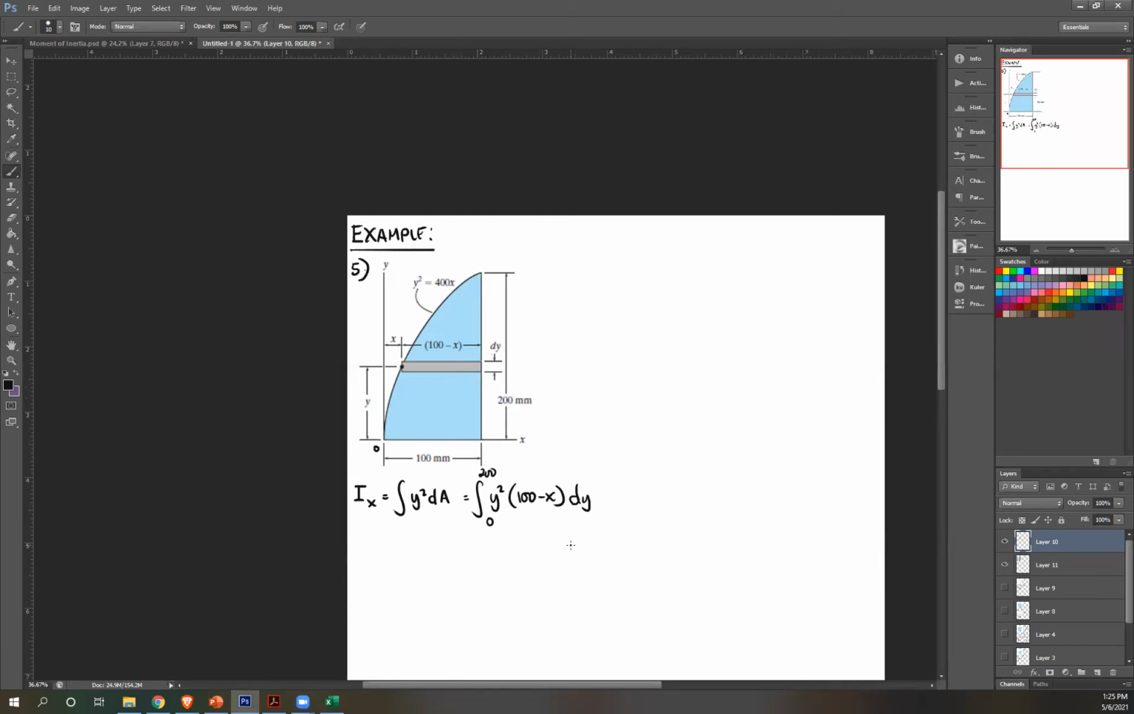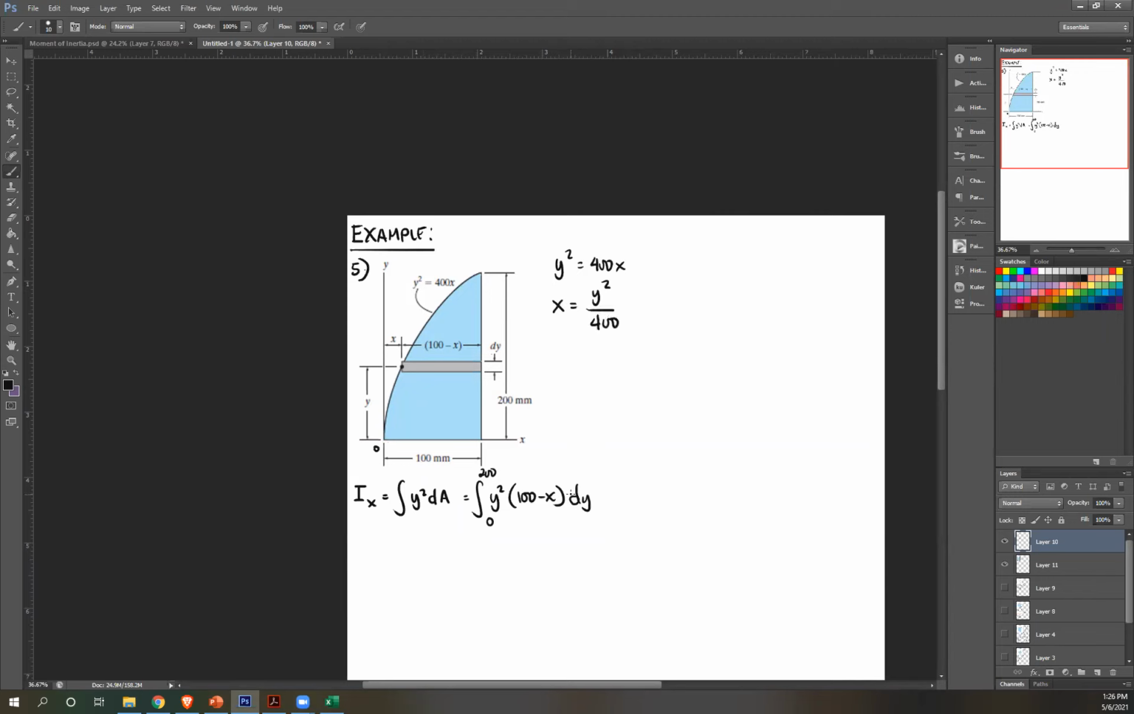Okay. So now I have an inconsistency in our variables. My equation is in dy. I have an x here. So I have to change that. To change that, look at your figure. This is where we took our x. And this curve has the equation y squared equals 400x. So I can make an equation for x in terms of y out of this. So now we have x equals y squared over 400.